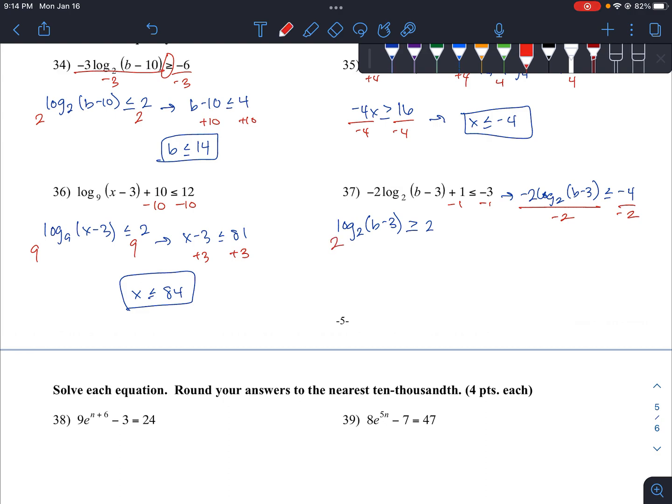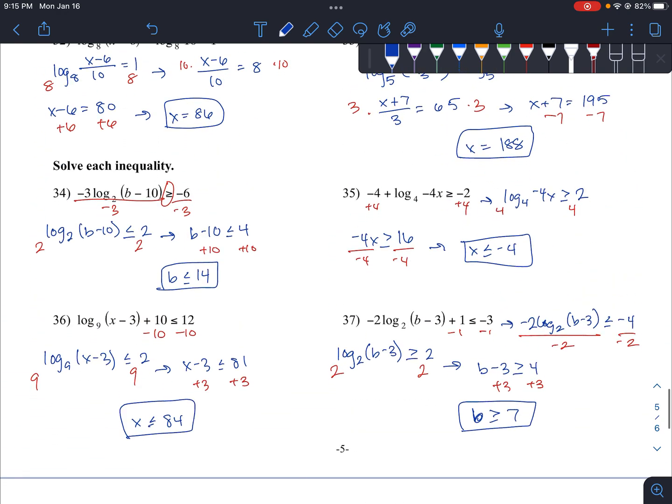Exponentiate both sides with the base of 2. So I'll have b minus 3 is greater than or equal to 4, plus 3, and plus 3. And I have b is greater than or equal to 7. Okay, so there's the inequalities.